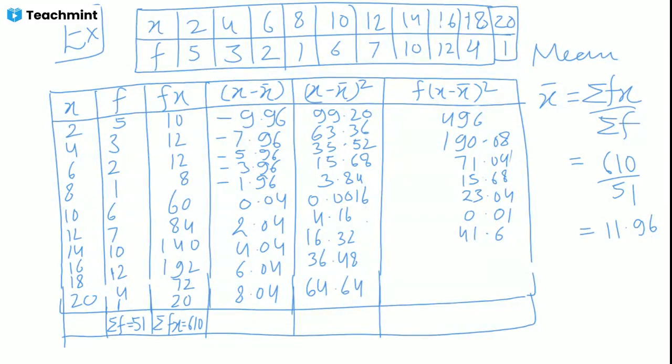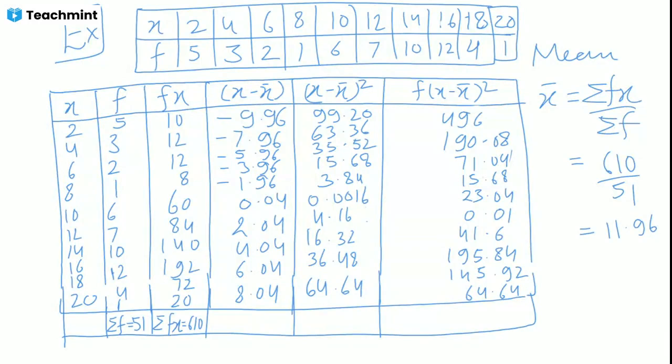And next, 16.32 multiplied with 12, we have 195.84, and then 36.48 multiplied with 4, we have 145.92, and then 64.64 multiplied with 1, so we have the value itself. Now we need to add all these values.